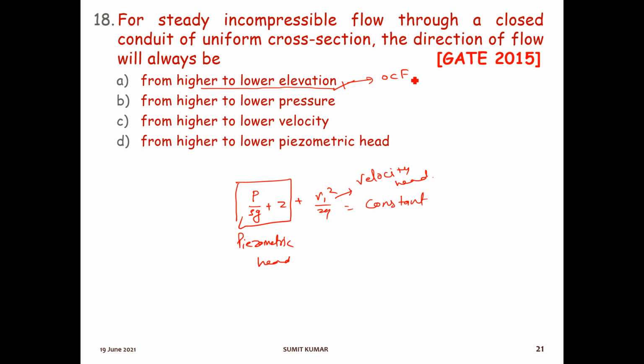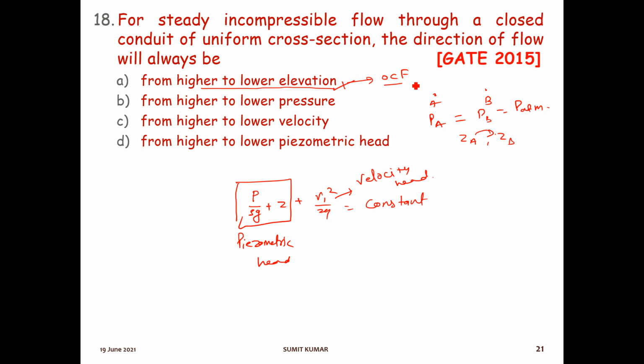For open channel flow, the pressure energy is atmospheric pressure for both the points, so this will be cancelled out, because OCF is always subjected to atmospheric pressure. Suppose this is point A and this is point B, and this is the case of OCF. Then PA and PB will be the same as P atm, so only ZA and ZB remain: from higher elevation to lower elevation.